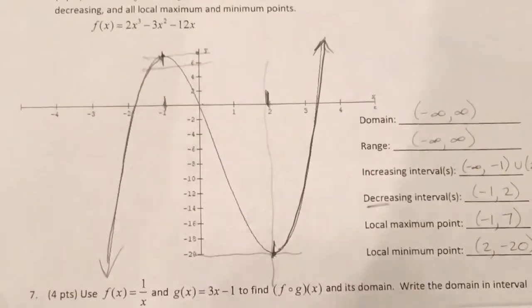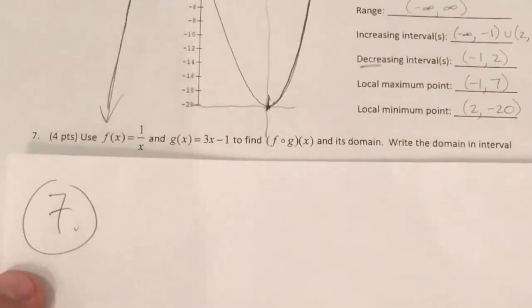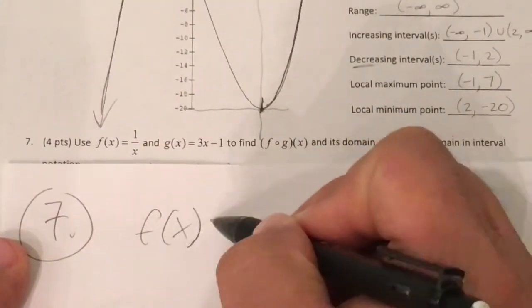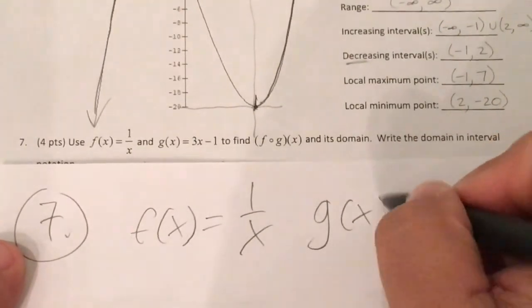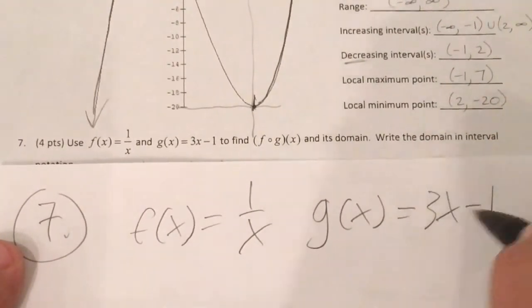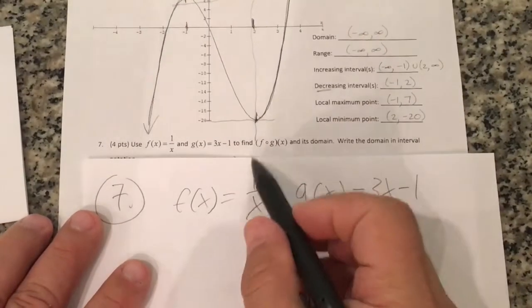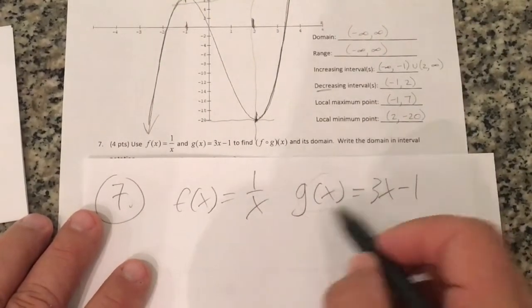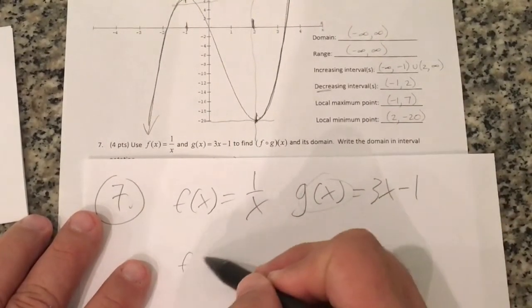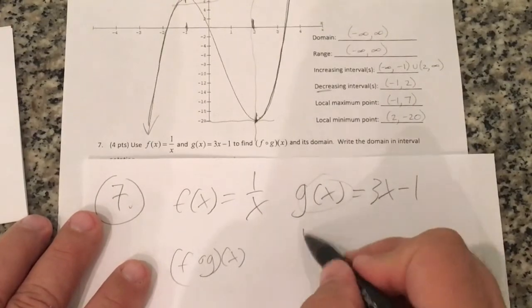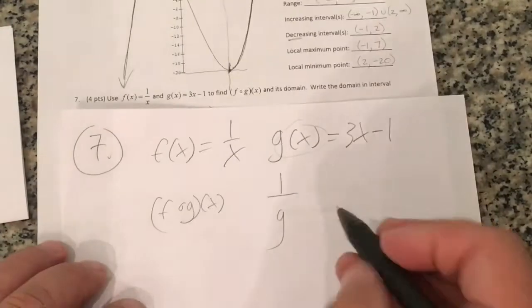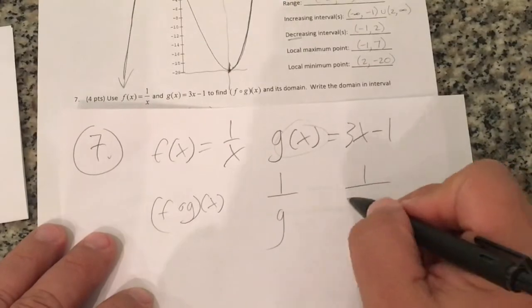So I have an f of x and a g of x for number 7. My f of x is 1 over x. My g of x is 3x minus 1. And they want me to do f of g. So all f of g is, is taking g and plugging it into f. So basically f of g is 1 over g in this case. So that's going to be 1 over 3x minus 1.